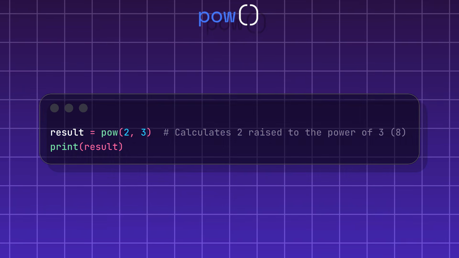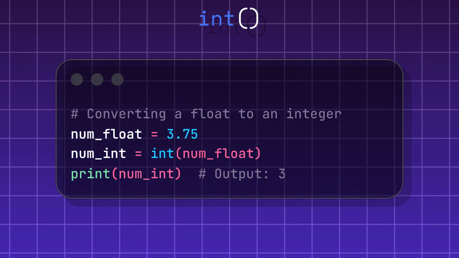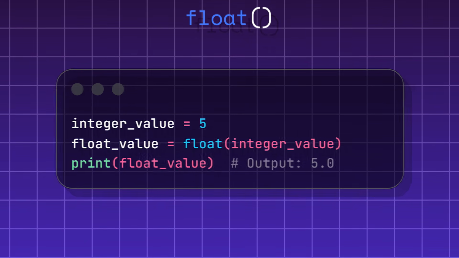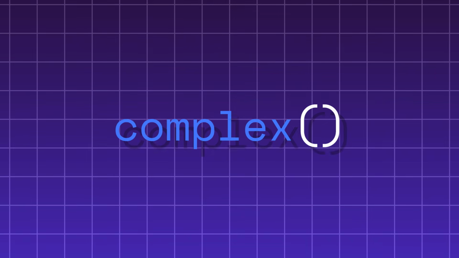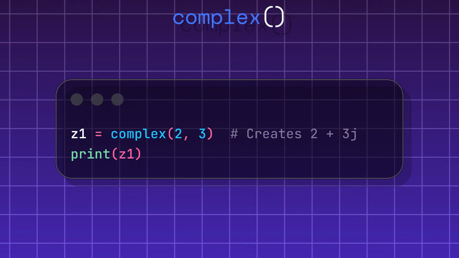Power raises a number to an exponent, like 2 to the power of 3. Int converts a number into a whole number or integer. Float converts a number into a decimal. Complex converts a number into a complex number, which is a real number attached to an imaginary number.